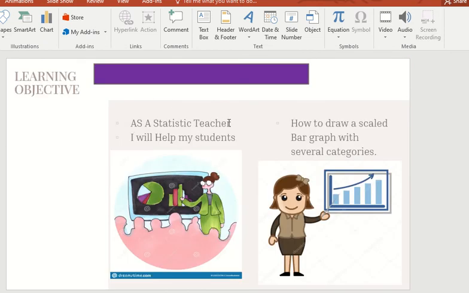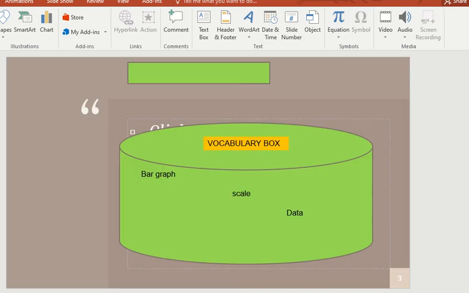You were working as a statistics teacher last week, because statistics teachers mostly deal with data, like with graphs. So you will be helping now. Before, you were helping with the scale picture graph, but now you will be helping with the bar graph. The vocabulary is the same: bar graph, scale, and data. Before it was scale and data, and it was a picture graph.